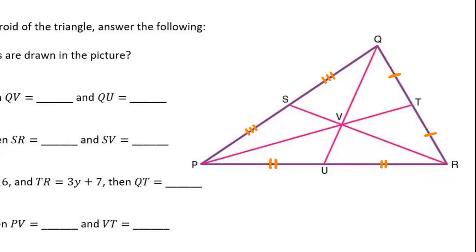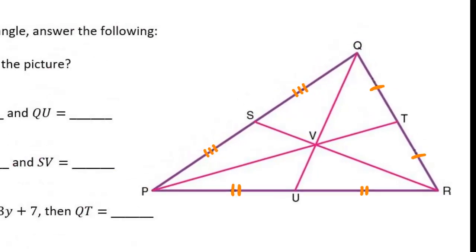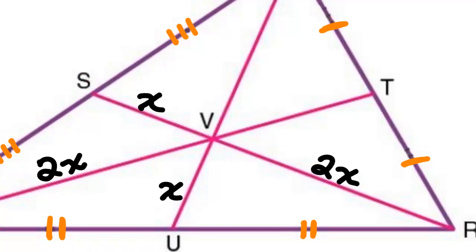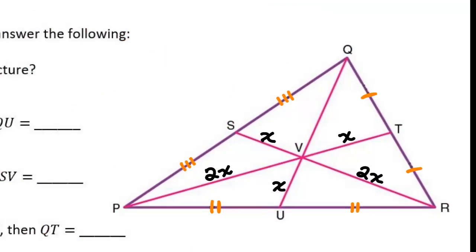Perfect. All right, now let's go in and label the parts of these medians. Let's start here. Would this be an X or a 2X? X. Let's move counterclockwise. So this one right here then would be X or 2X? 2X. Moving down here. X. Here. 2X. Here. X. And the last unlabeled one up at the top here. 2X. Perfect.